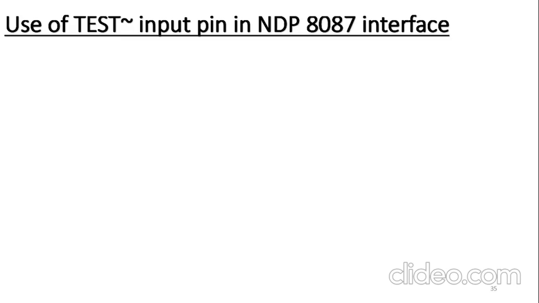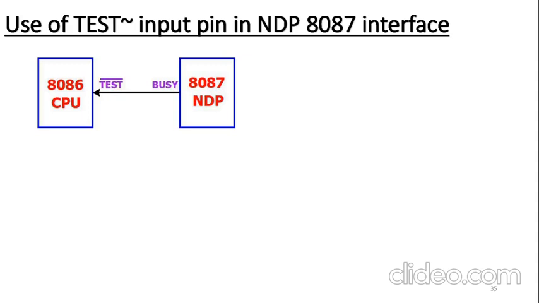Now next comes here, that is the use of test bar pin in NDP 8087 interface. Now here is a simplified setup. I am not connecting that entire interface of NDP to the CPU 8086 here. Just that NDP's busy output line, which is active high, is connected to the test bar input line of 8086 processor. Here test bar is active low. This is not a complete interface. This is just for understanding the function of test bar input pin here.